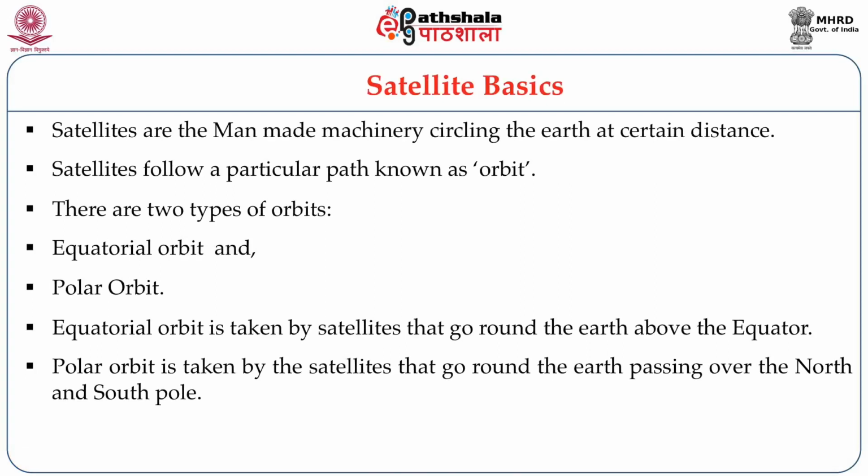That means the satellites that take this equatorial orbit encircle the Earth just above the equator. And the polar orbit is taken by the satellites that go around the Earth, passing over the North and South Pole. So the polar orbit is usually taken by the satellites that go around from North Pole to South Pole and again climbing up to North Pole. In that manner, the polar orbit is taken by the satellites taking polar orbit.